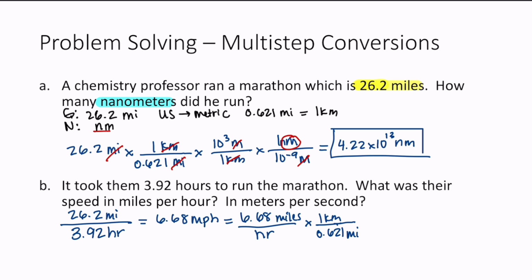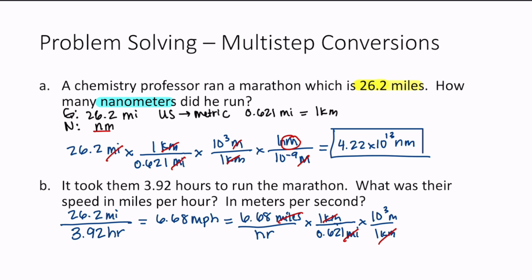You can see that I have canceled out my miles, and now I have kilometers on the top. Well, I need it to get into meters. So I can do 10 to the 3 meters in 1 kilometer. My kilometers will cancel out. Now I have meters on the top.